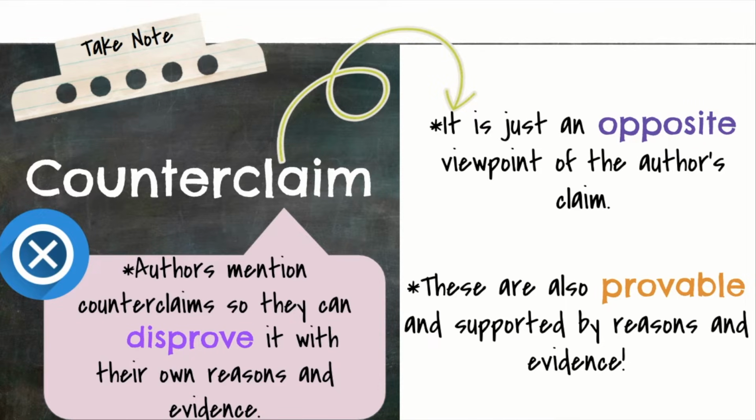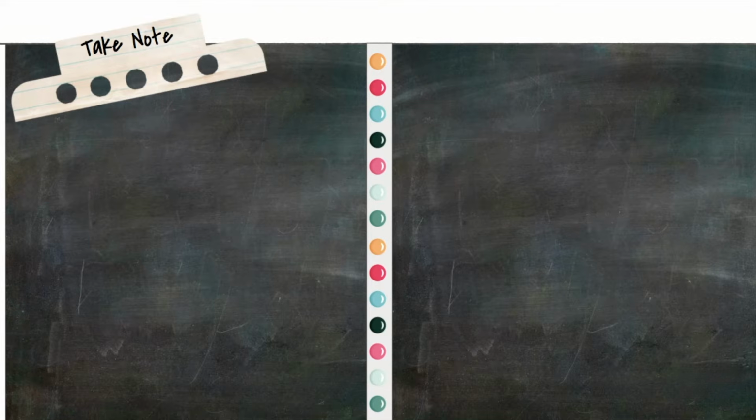But authors mention counterclaims so they can disprove it with their own reasons and evidence. So I would say, I know you think Cliff bars are the best snack food out there because they are healthy and provide you with lots of energy. But I can say, hey, I hear you. That's great. But did you know that Twinkies have less fat in them than Cliff Energy bars? So they might even be a little bit healthier than the Cliff Energy bars. I don't know, I'm just throwing that out there, but those are counterclaims. So we bring them up in order to disprove it with your own reasons and evidence.